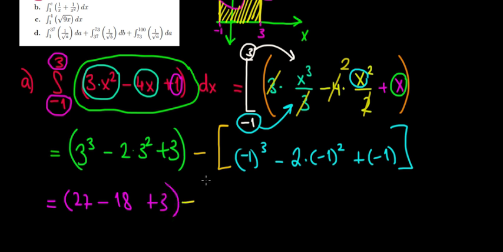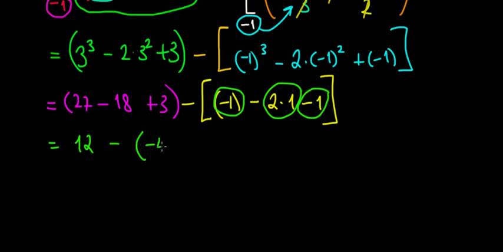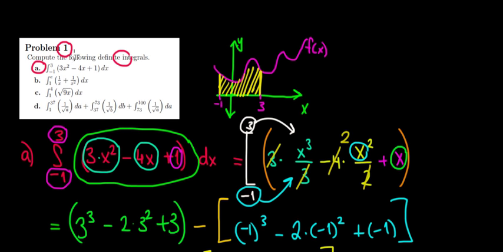So minus, and what do we have in the remaining bracket? That's (-1) to the power of 3, which is -1, minus 2 times (-1) squared, that's 2 times 1, and then plus -1 is just -1, and we close this bracket. Now, let's do the math again. What's 27 minus 18? That's equal to 9, plus 3, that's going to be 12, minus, what do we have here? -1, -2, that's -3, -3 minus 1, that's -4, so we have -4. What do we have as a final answer? Well, that's going to be 12 plus 4, which is equal to 16, and that is the area underneath the curve. Hope this makes sense. Next video we go to part B.